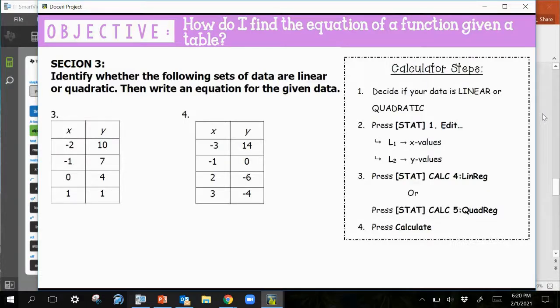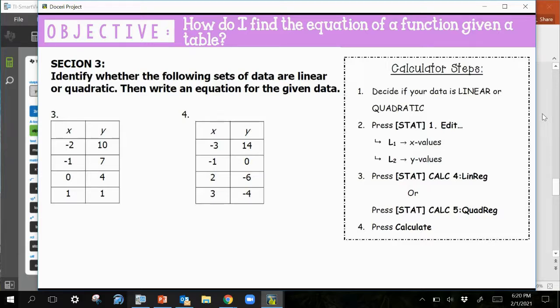Section 3 wants us to find the equation of a function given a table. So we have learned how to do this already with linear functions, but now since we are starting to learn about quadratic functions, we also have to do it with quadratics, which is just one different button. But since we now know both of them, we also have to know when to use each.